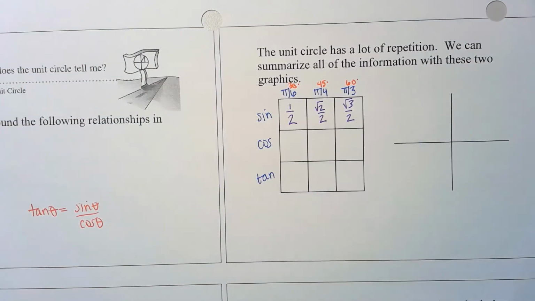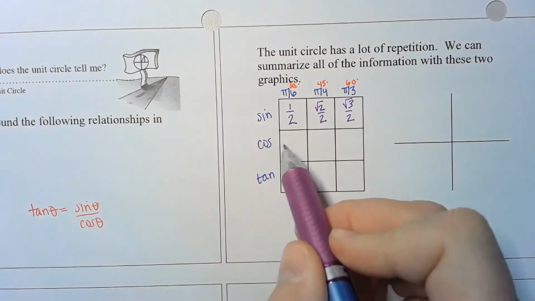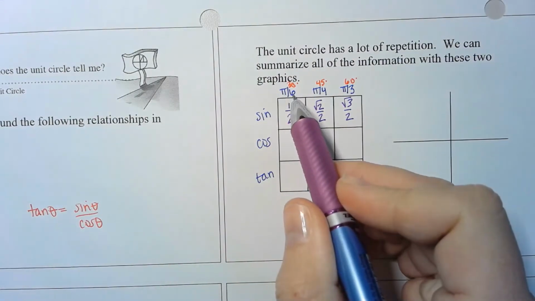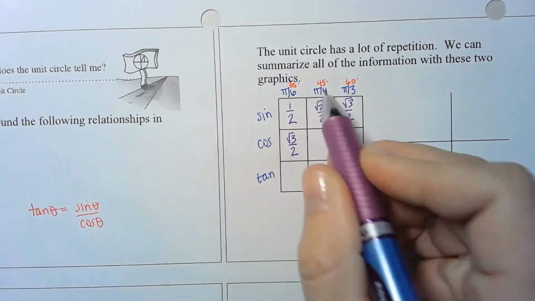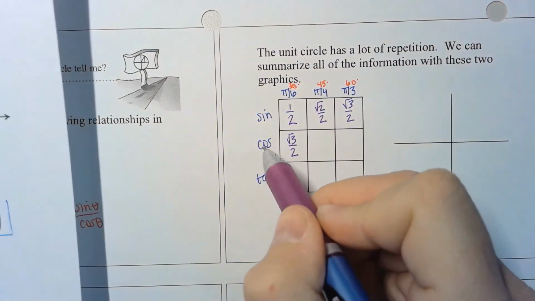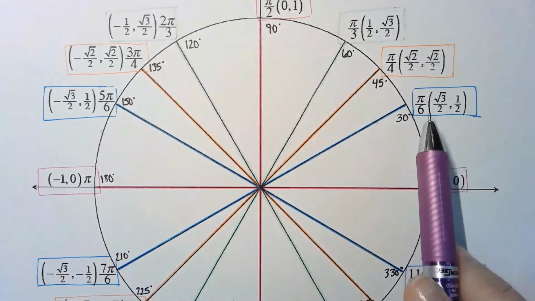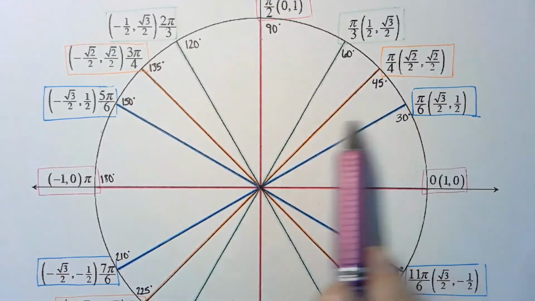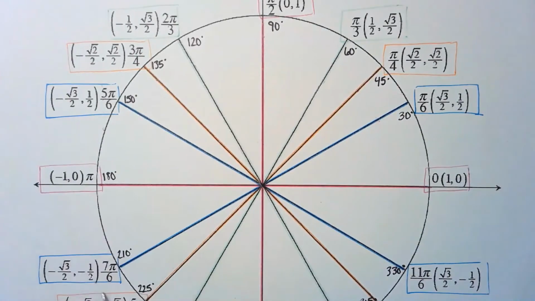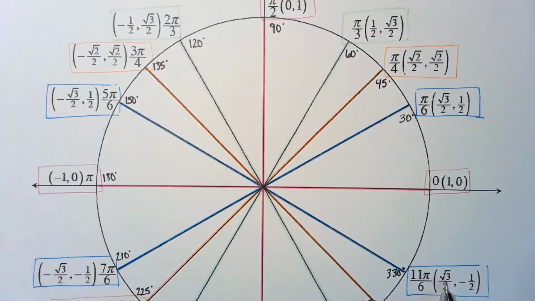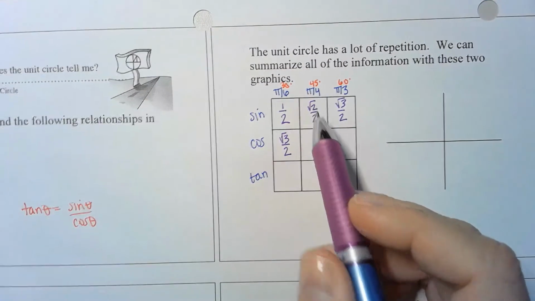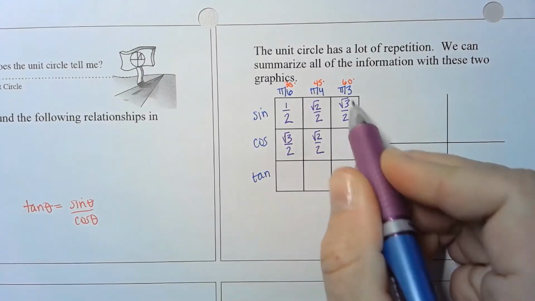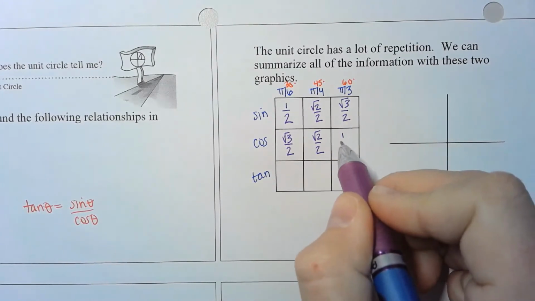We could do the same thing with cosine. The cosine of any pi over 6 angle is radical 3 over 2. Again, I'm getting this from the chart, right? Cosine is the x value. So I'm asking, what are the x-coordinates of my pi over 6 angles? The x-coordinate is radical 3 over 2, radical 3 over 2, radical 3 over 2, radical 3 over 2. So I'm just getting this from my chart. The x-coordinate of any pi over 4 angle is radical 2 over 2, and the cosine of any pi over 3 angle is 1/2.